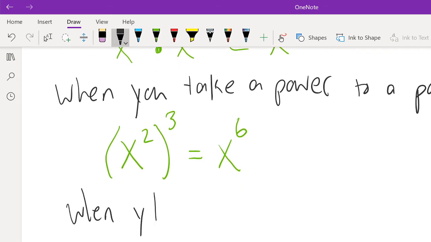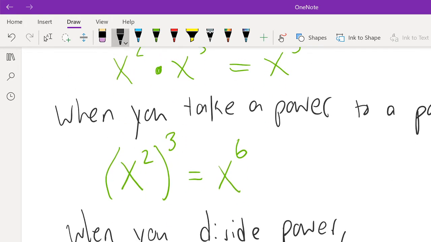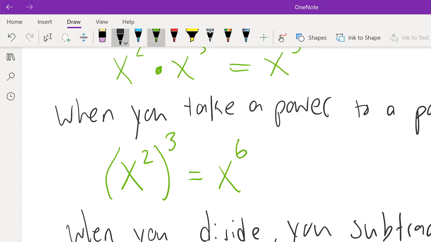When you divide, you subtract powers. So here, I'm just going to keep using the 6s and 3s and 2s. If I do x to the 6 divided by x to the 2, then this would be x to the 6 minus 2. So 6 minus 2 is 4.